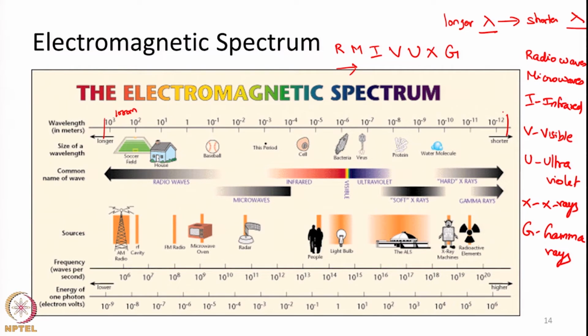From the previous slide, what we learnt is: the longer the wavelength, the lesser the frequency; the shorter the wavelength, the higher the frequency. That is also given here, higher frequency, lower frequency. And similarly, the higher the frequency, the higher the energy content of the wave; the lower the frequency, the lower the energy content of the wave.